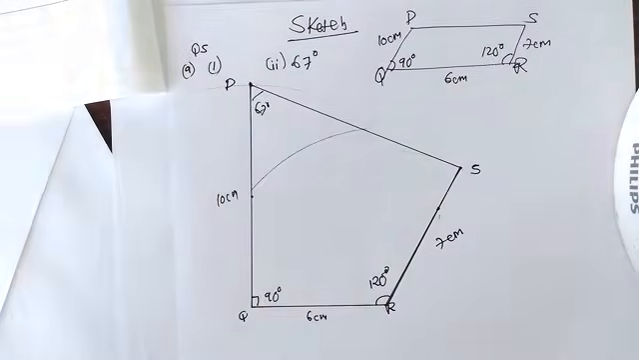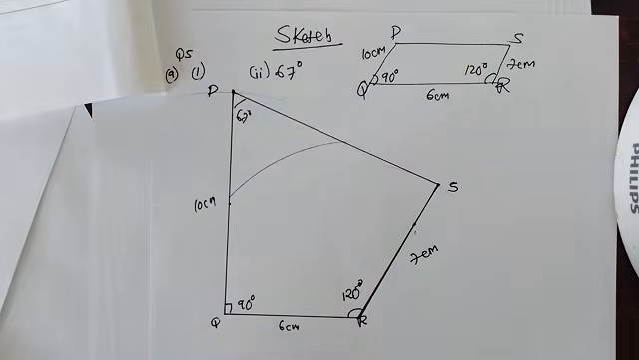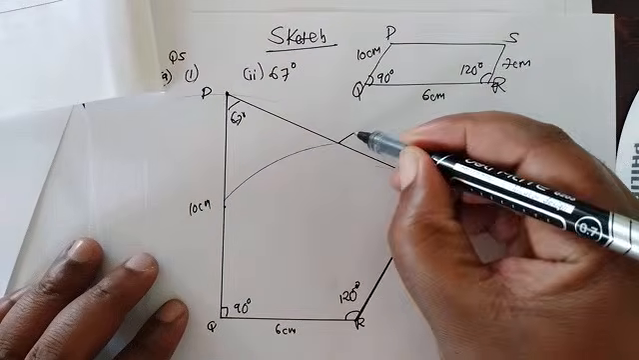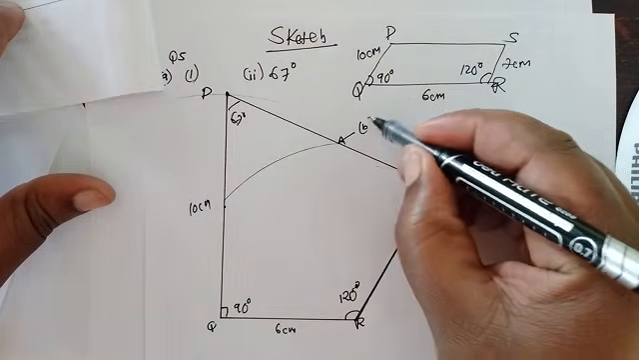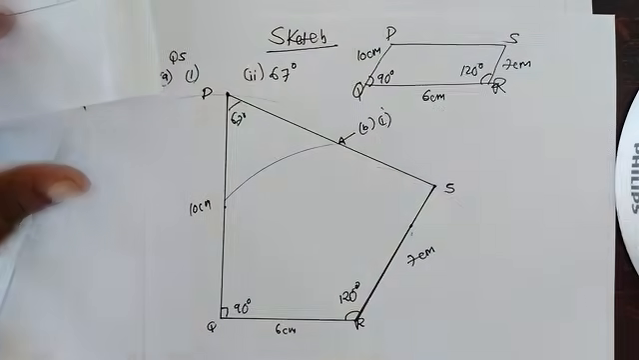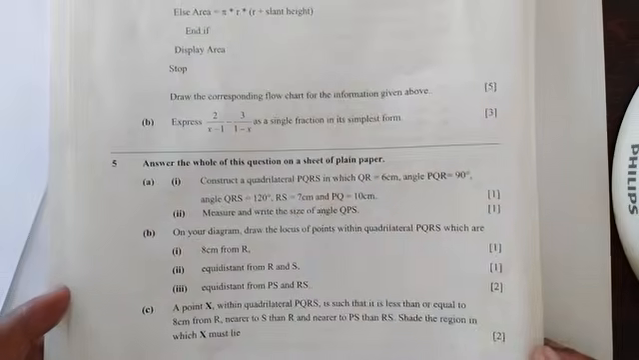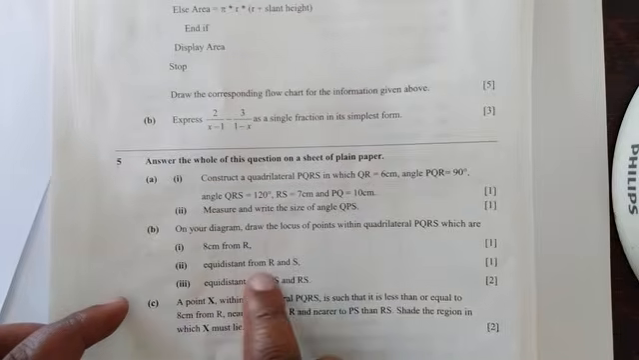Okay, and that is your answer. So you can indicate that this is B Roman numeral 1. Then we go to the next question. Equidistant from R and S.